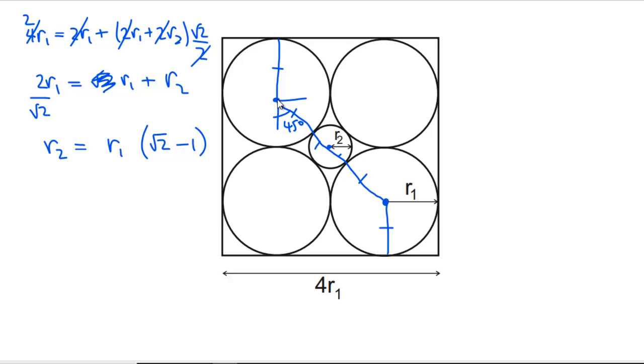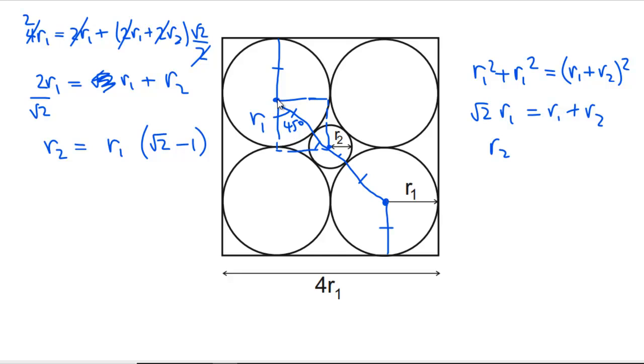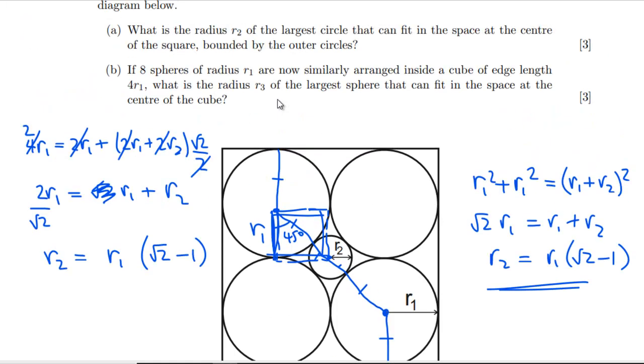Right, having worked through that though, I think I've just seen a better way of doing it. Actually all we care about is this bit here, we just care about that square. We know that we've then got a square of side r1. We don't need to deal with all the rest of it. We're saying that r1 squared plus r1 squared is equal to r1 plus r2 squared. So that means root 2 r1 is equal to r1 plus r2, and then r2 is r1 times root 2 minus 1. So we've ended up in the same place, but slightly easier. It was hardly a lot of work either way. So that's the first bit.